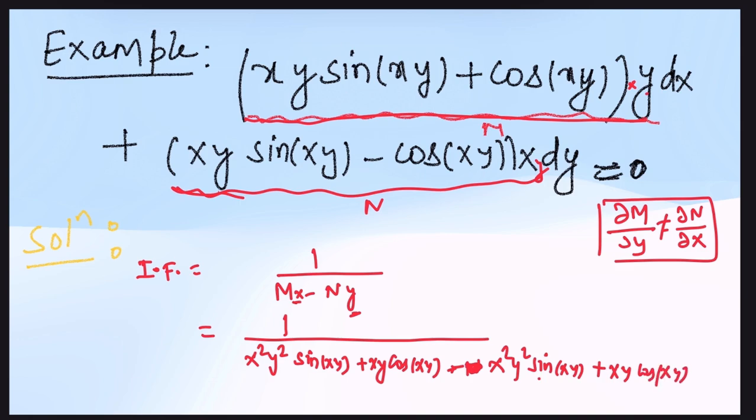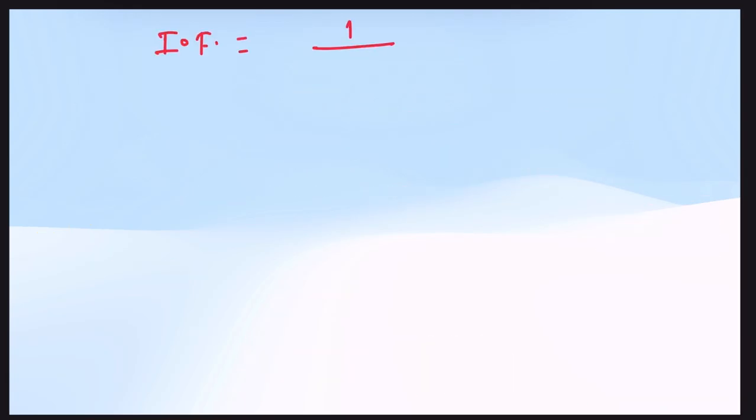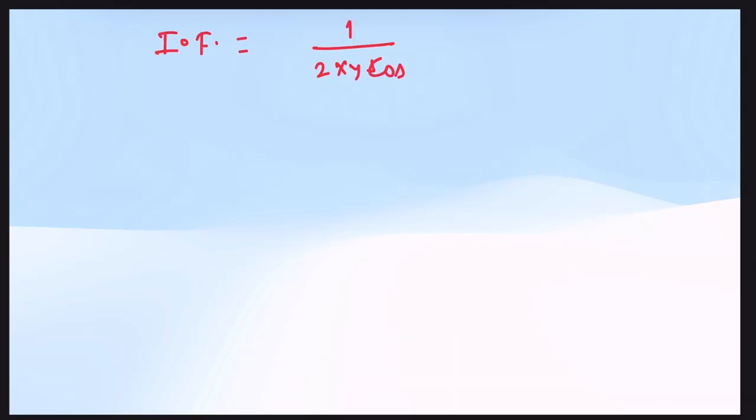Here we can see that the sine terms cancel, and the integrating factor is 1 upon the sum of the two remaining terms, which add up to 2xy cos xy. Now this is our integrating factor. Now we multiply the whole differential equation by this factor, so it will become exact.